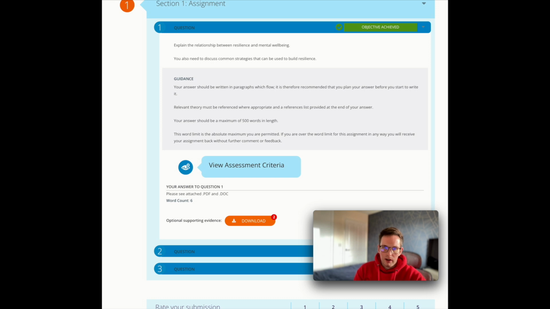Again, here it says that relevant theory must be referenced, so ensure that you have a reference list, and you should be a maximum of 500 words in length. I had to resubmit because I went over the 500 words. So I'll give you a little look at what I wrote and how I answered the question. I'll read through it, feel free to pause and navigate as you want, but remember, like I said earlier, please don't copy word for word.